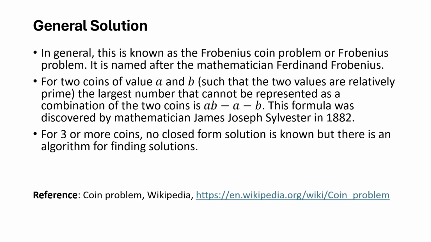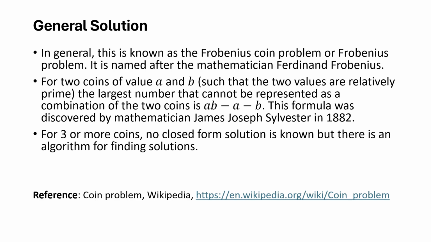In general, the problem that we've been discussing is known as the Frobenius coin problem, or the Frobenius problem. It's named after mathematician Ferdinand Frobenius. We do have a general solution, however, but before you look at that, you may want to pause and try a more complicated problem like 7 and 11. That'll take you a bit longer to find the pattern.